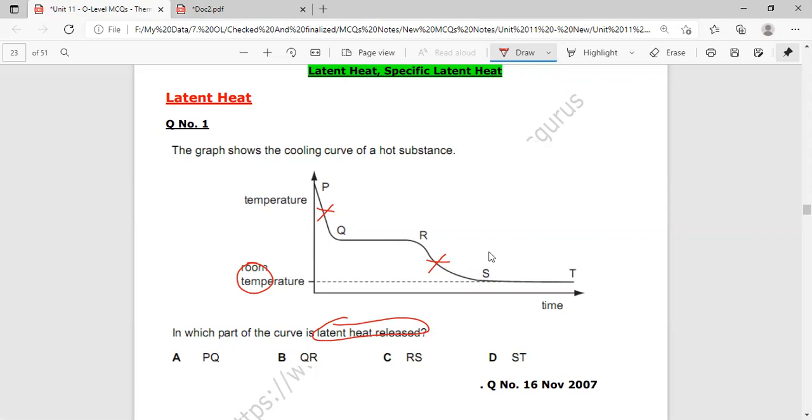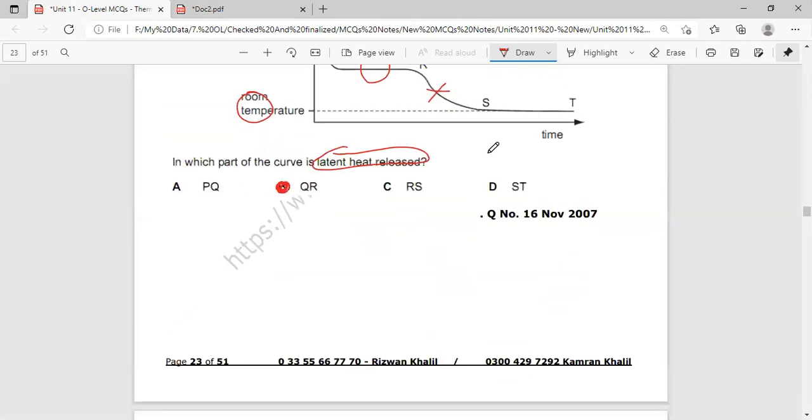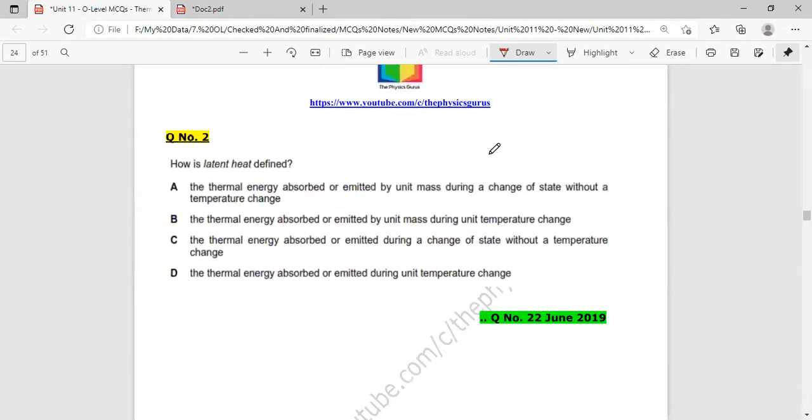So which option will be the correct option? Yes, Q to R, since the temperature was higher and at point Q to R the temperature was constant. It means two states of matter will be there, and this will be called latent heat, and the temperature is being lowered, so this is the reason heat will be released. So option QR is the correct answer for this latent heat. Let's move towards the next MCQ.